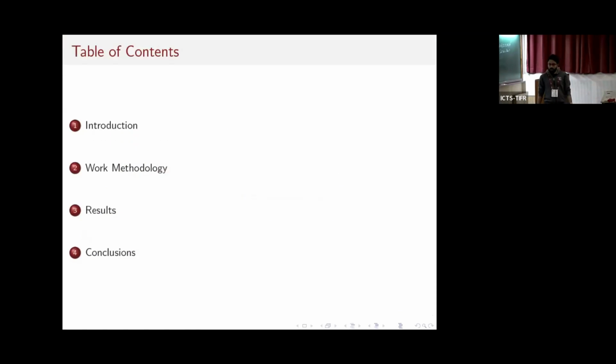So first, I will briefly introduce the different decompositions of angular momentum of a nucleon. Then I will discuss our work methodology, followed by some results, and after that I'll conclude my talk.